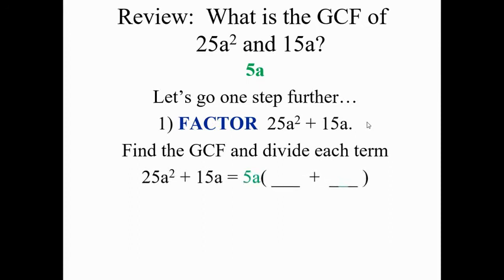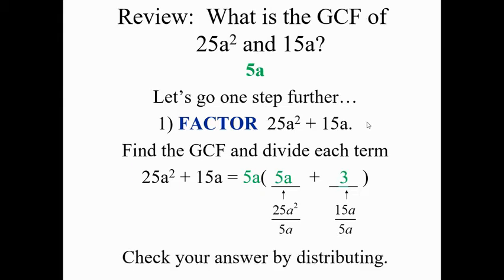Okay, so now that we found the GCF, in order to figure out what our parentheses are going to be, we're going to take first the 25a squared, divide it by 5a, and we're going to get 5a. Then we'll take the 15a, divide it by 5a, and we'll get 3. You can always check your answer by distributing back through.